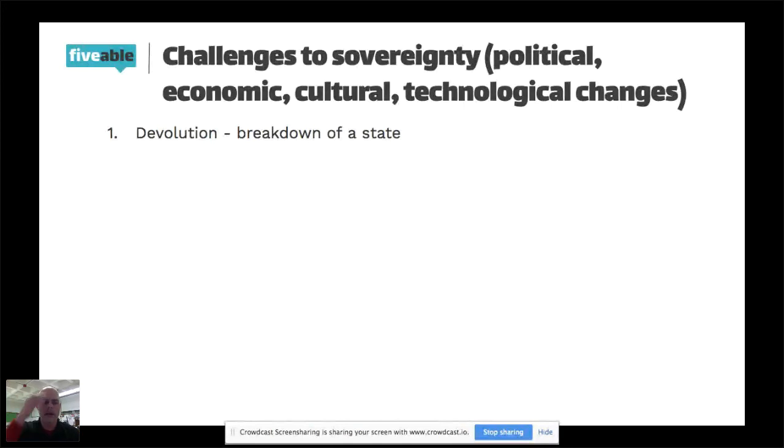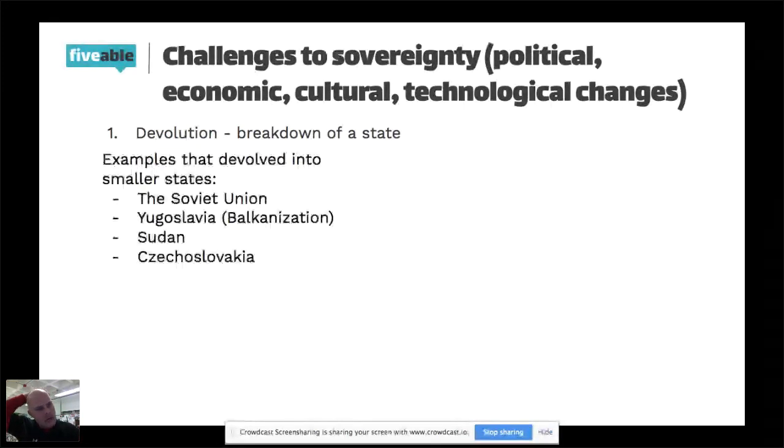There's devolution where a country breaks up from one country into more countries. So I have a couple of examples here for you. All right. The Soviet Union. The Soviet Union broke up in the early 1990s into 15 different sovereign states. So 15 different countries, all right? There were the Baltic countries. You got Latvia, Lithuania, Estonia. You had the European countries, Belarus, Moldova, and the Ukraine.